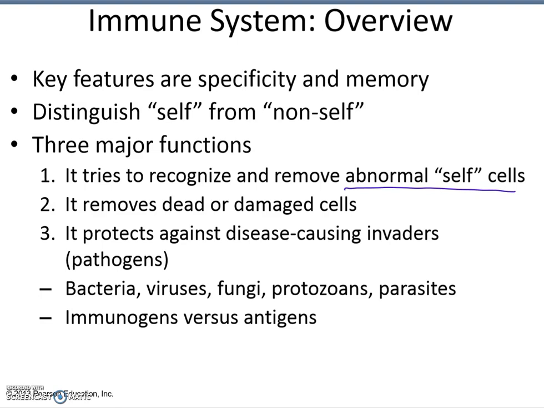We also need to remove dead or damaged cells, which is relatively easy. That is something that your immune system is pretty good at, and it's not that difficult to do. We need to protect our body against disease-causing invaders, or these pathogens. And so the first thing would usually be to prevent them from coming in. So we're using the first line of defense first, and then if we need to go further, your immune system will activate sequentially different branches that it has available.